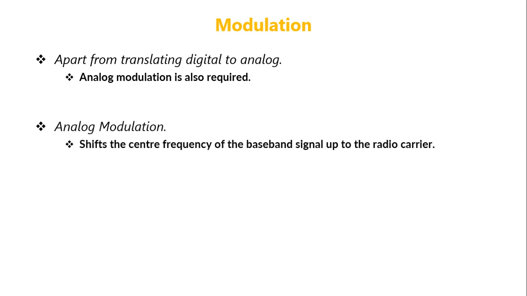What analog modulation does is shift the center frequency of the baseband signal to the frequency of the carrier signal. The digital signal which you convert to an analog signal, either by using ASK, amplitude shift keying, frequency shift keying, or phase shift keying, is called the baseband signal. That baseband signal should go through analog modulation. It shifts the central frequency of the baseband signal to the frequency of the radio carrier signal.